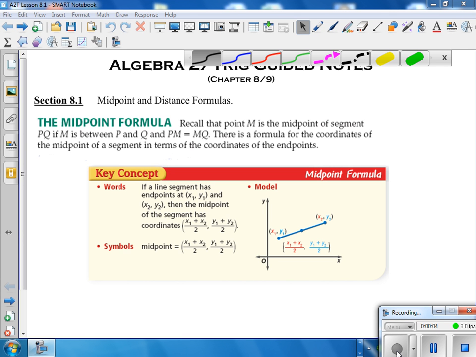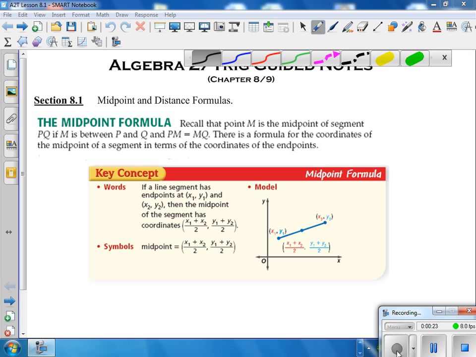Lesson 8.1, we're going to review a couple things you've already talked about in geometry. They should be review for you. The midpoint and distance formulas, and then how to use them. The midpoint formula, we'll find the midpoint of a segment, or the middle point of a segment.